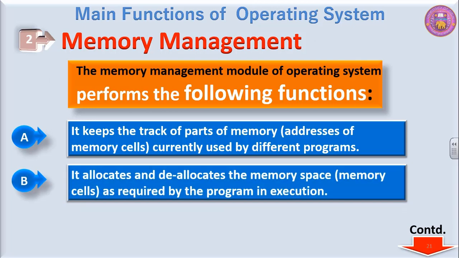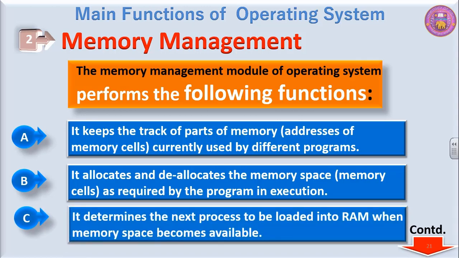It allocates and deallocates the memory space as required by the program in execution. Suppose we want some more pages for MS Word program. The RAM shall allocate more pages, but it is the operating system which instructs the RAM to allocate more memory space. Suppose we want to cancel the MS Excel file. In that case, the memory given by operating system for Excel program in the RAM is taken back.